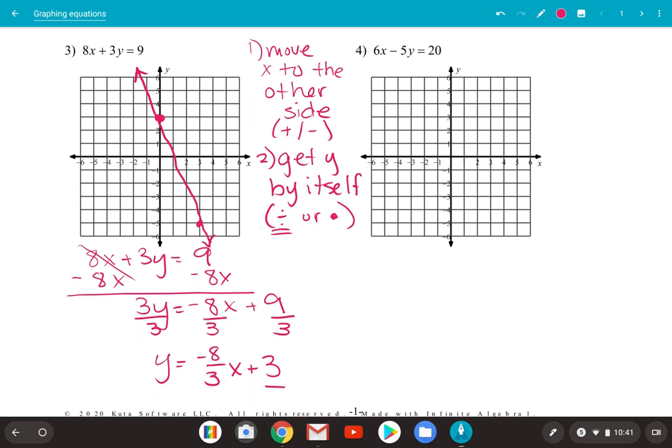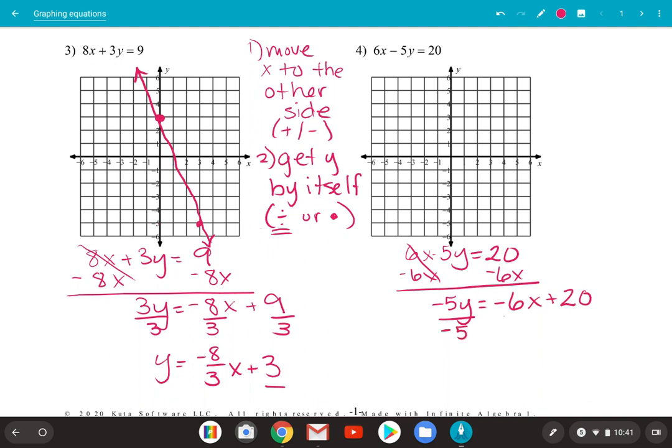Same thing with the next one. Write the equation. Move x to the other side. The x is a positive, so we're going to minus it. Those cross out. Now we're going to divide. We want to get y by itself.